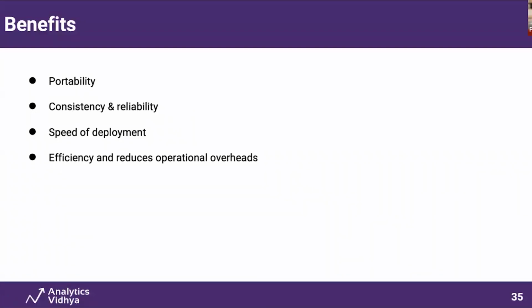Speed of deployment, you just saw, it's very easy. No, I won't call it very easy, depending on the application or complexity, but building the Docker images and executing the containers is comparatively simpler than setting up the environment and installing the dependencies separately on a local system or any other server. And efficiency, and it reduces operational overheads if you're building a large scale application as well.